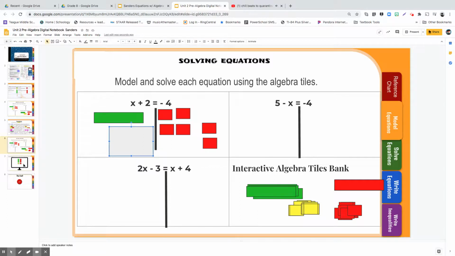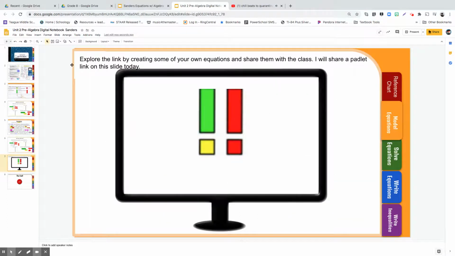Now, I'm moving on to this next activity. On here, you'll see I have explore the link by creating some of your own equations and share them with the class. I will share a Padlet link on this slide today. So what I want you to do is when you click on this particular picture, there is a link here. So all I want you to do is click on this link. And once you click on the link, you will go to this site that has algebra tiles.